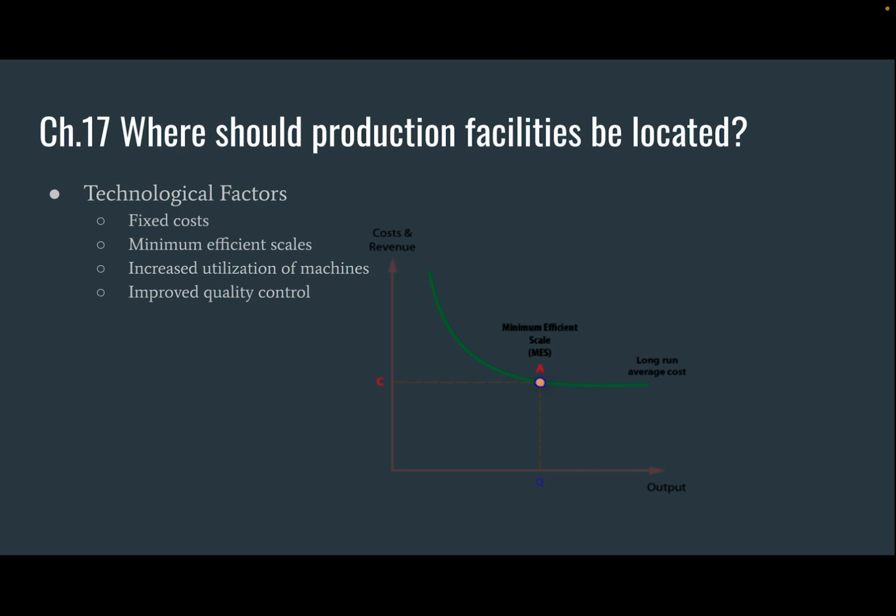Next is increased utilization of machines. This can be helpful through better time management or time scheduling. Next is improved quality control.